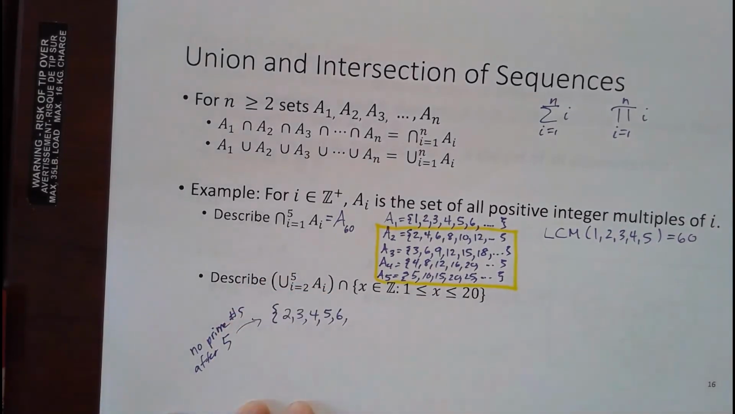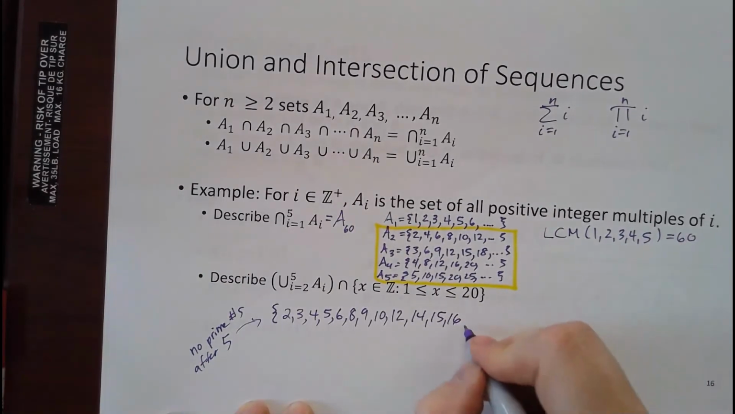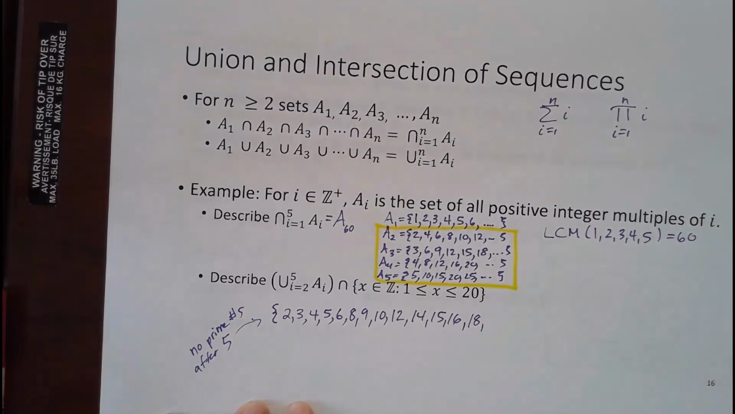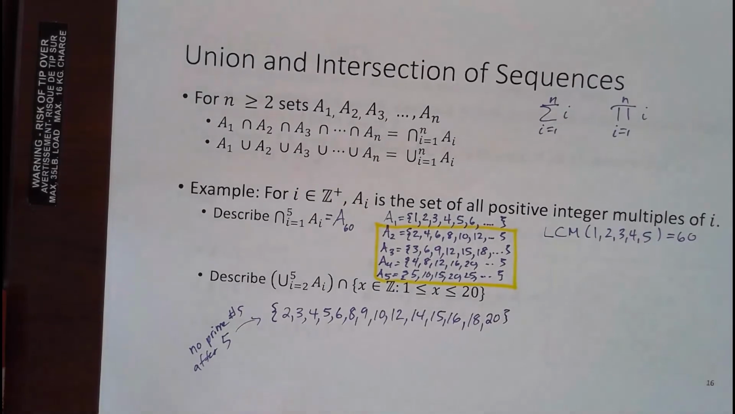All right, so 7 will be in there. 8, 9, 10 will be there. I already said no, 11's prime. 12's good. 13, nope. 14, 15, 16, none of those are prime. 17, that's prime. That's not going to be in there. 18, 19, prime. Not going to be in there. 20. Okay.